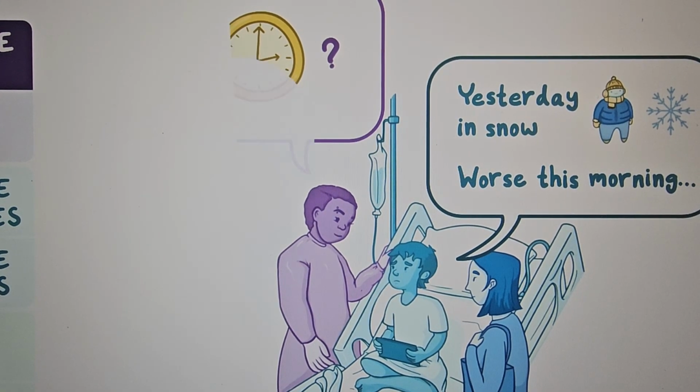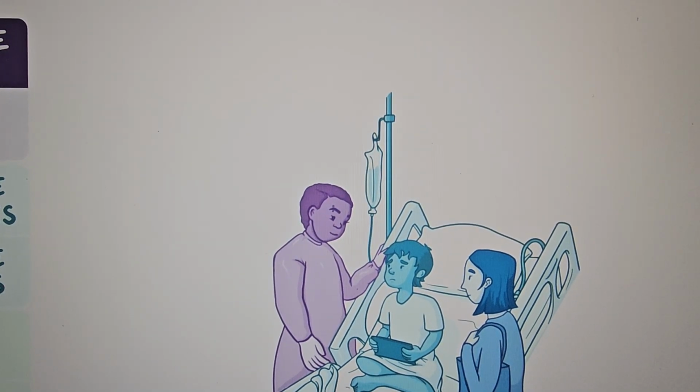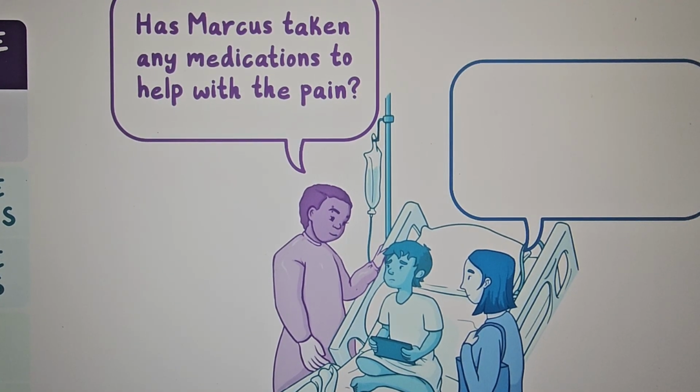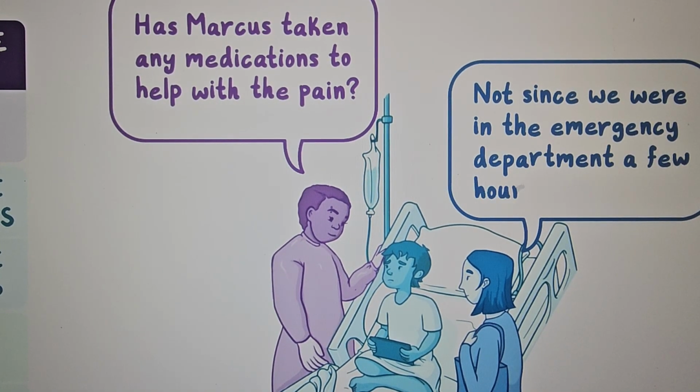Nurse Maggie then speaks with Marcus's mother, who's at the bedside. Has Marcus taken any medications to help with the pain? Not since we were at the emergency department a few hours ago.